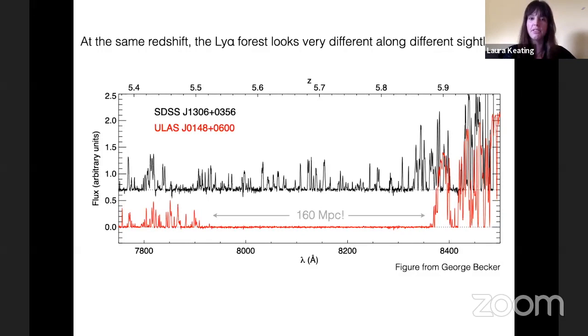A lot of this stems from the fact that if you look at the Lyman-alpha forest along two different lines of sight, so two different directions in the sky, it can look very different. Here's an example of two spectra of quasars at the same redshift. The black and the red are just two different sight lines. Along one, you see an awful lot of transmitted flux. And another is a completely dark patch for 160 megaparsecs where you see no flux at all.